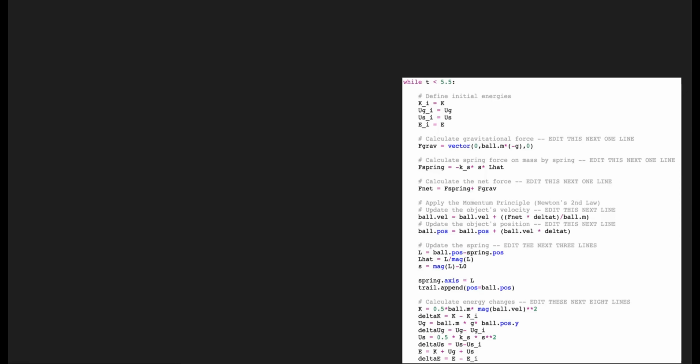Here is the rest of the code. It is the calculation loop for the simulation, which is built on the starter code, just like the previous slide's information is. And we are just updating the initial energies, as well as some of the momentum principles and energy changes.